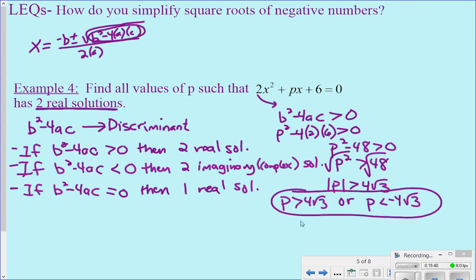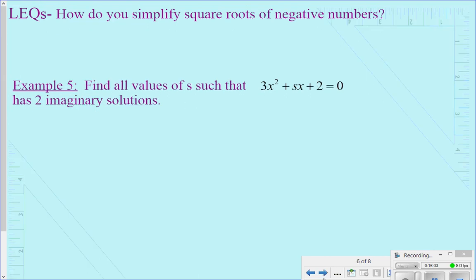So if p is less than 4 root 3 or it's greater than negative 4 root 3, then there's either going to be one real or two imaginary solutions. Okay, but if it's greater than 4 root 3 or less than negative 4 root 3, then we're going to have two real solutions. So let's try one more that's similar.